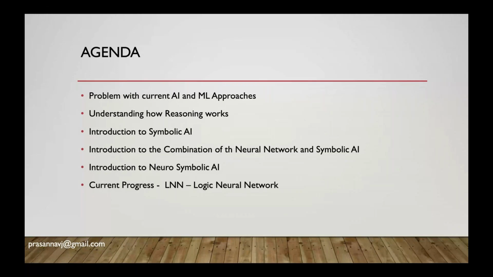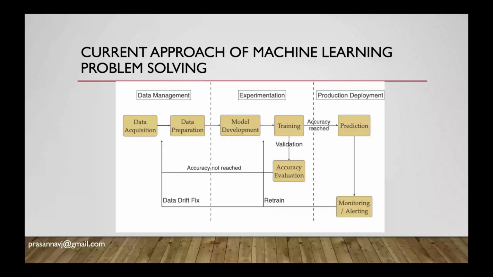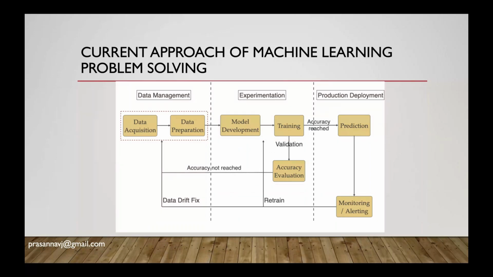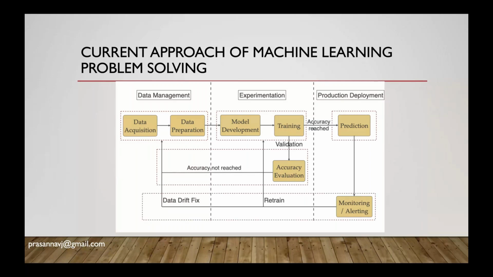Okay, so before I start, let me take a step back to look at the current approach to any machine learning problem. You typically start with your data, and once your data is ready, you go for experimentation. Once the experimentation is done, you iterate on it to find the proper model. Once the proper model is received, you go to production and deployment.